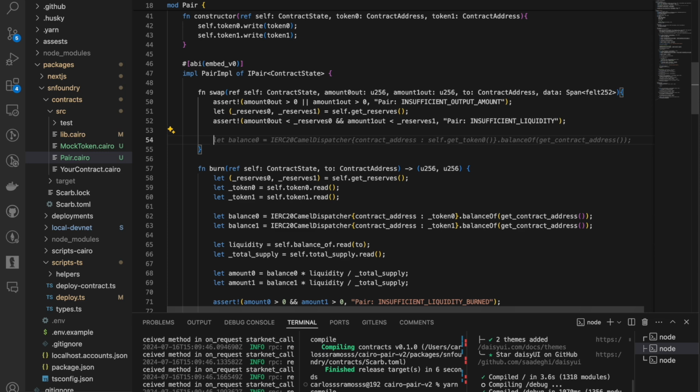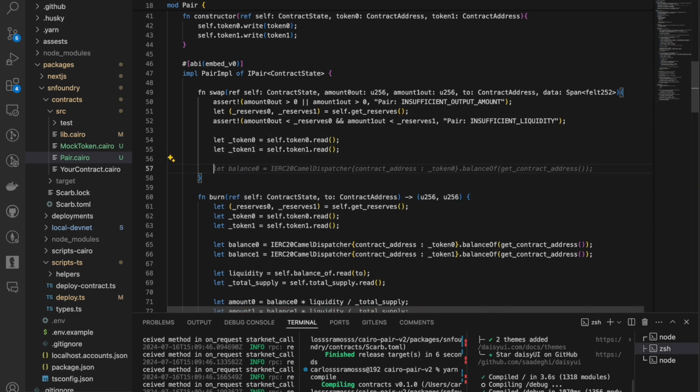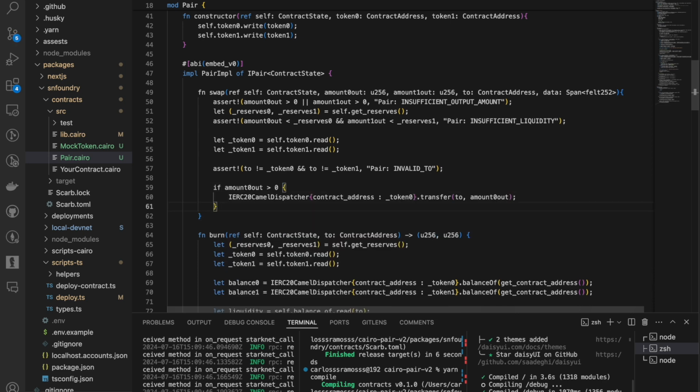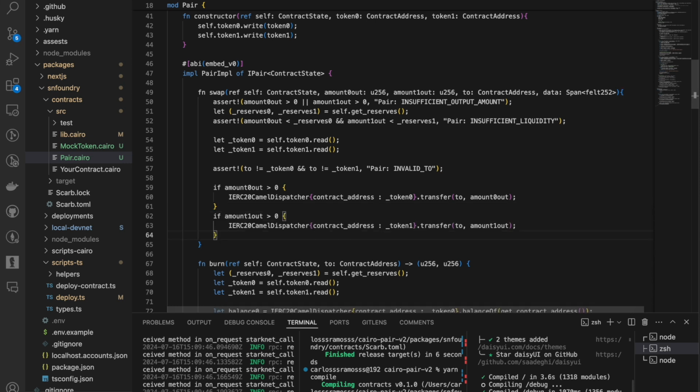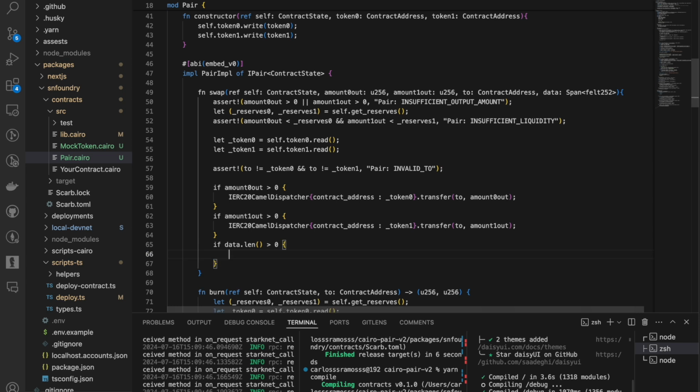Okay, next thing we have to do again is read the tokens. Token 0 and token 1. And then we have to check that these two addresses are not one of these tokens. Now if the amount 0 out is greater than 0, we transfer them. If amount 1 out is greater than 0, we transfer them. And also if call data length is greater than 0, we do a flash loan or a flash swap.